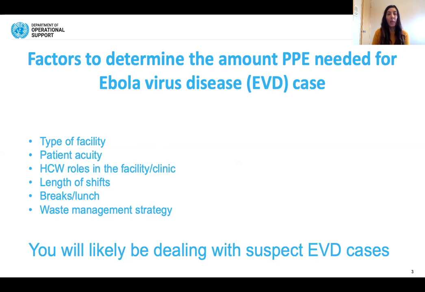And these include the type of facility. So is this a facility such as a level 1 clinic, or is it a clinic that has the capacity for more advanced care or patient beds, for example? That is important to consider when we're thinking about how much PPE is required. We also want to know how sick we think the patient might be that's coming in with suspected EVD. Healthcare worker roles within the clinic and facility are critically important, and you're going to see when I show you the calculator how this is going to affect things.